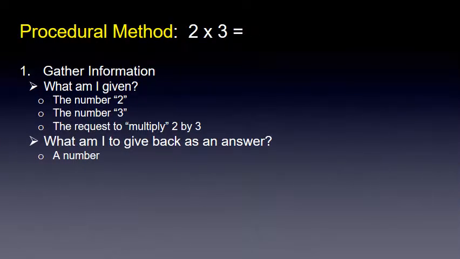Procedural method. Example, 2 times 3 equals. Step number 1, gather information. What am I given? I'm given the number 2, the number 3, and a request to multiply 2 by 3. What am I to give back as an answer? Simply a number.